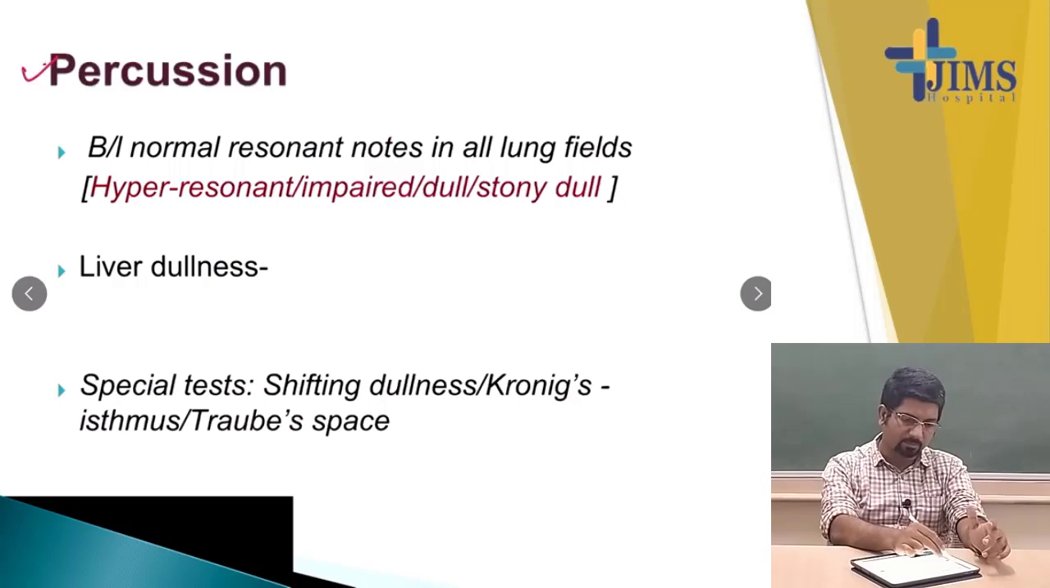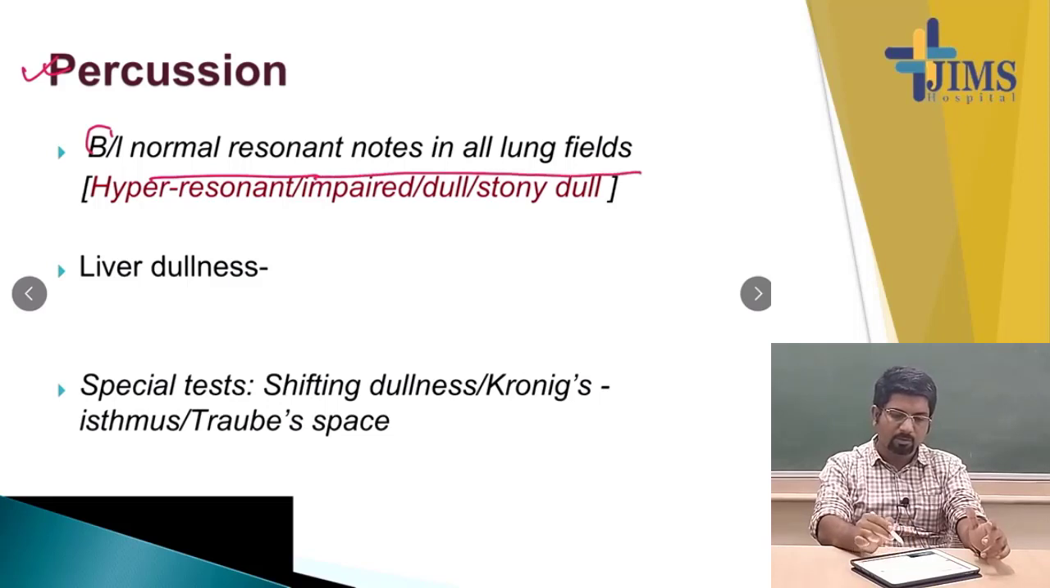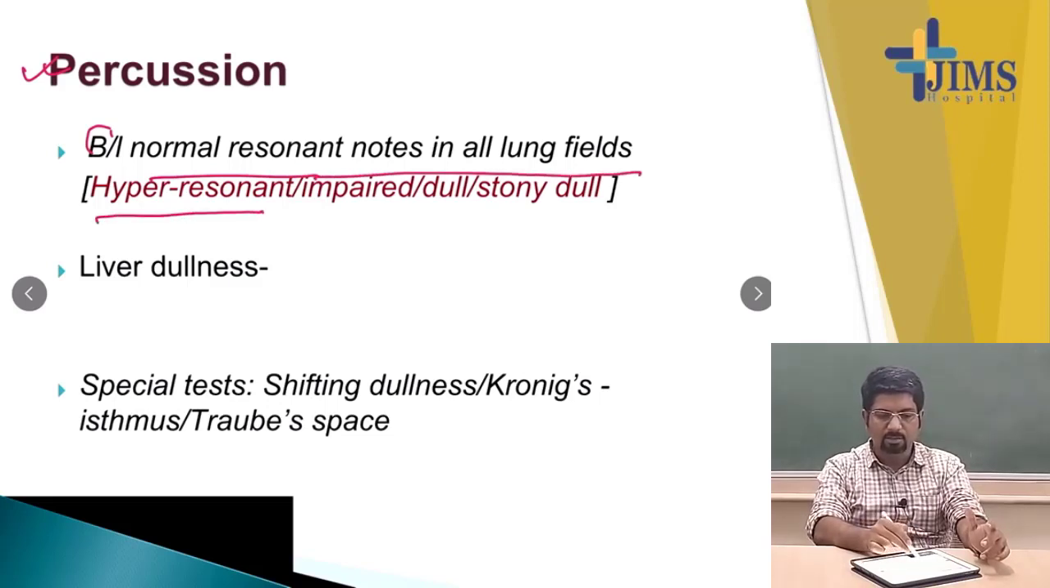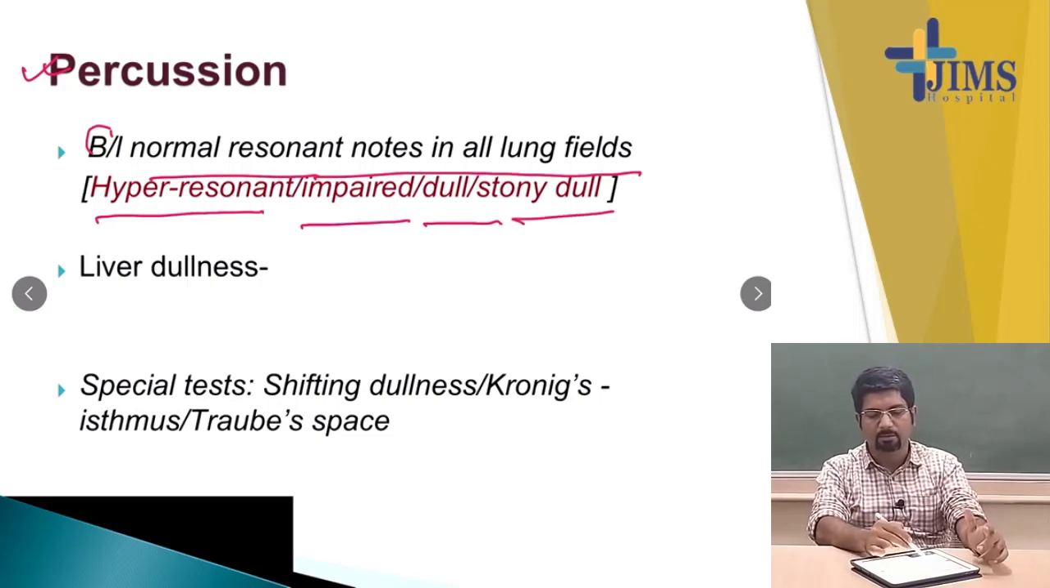And the percussion: normal percussion is resonant all around the lung field. Whenever it is abnormal, it may be hyperresonant, impaired, dull or stony dull. Hyperresonant if there is air, meaning there may be pneumothorax, or it may be impaired, dull or stony dull depending on the pleural or lung pathology. And if there is pleural effusion, it is dull or stony dull.